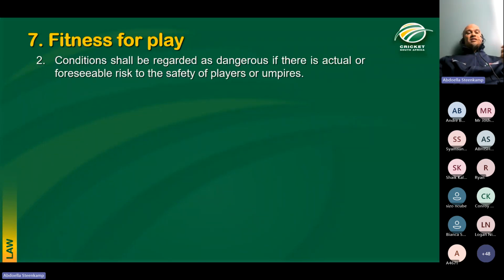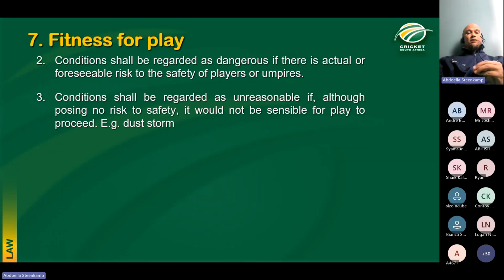Let's see what the definition of dangerous is according to the law. The law tells us that conditions are dangerous if there is actual or foreseeable risk to the safety of any player or the safety of any umpire. So the definition according to the law of dangerous: is there any risk to the safety of the players or the umpires? If yes, the field is not fit to play.